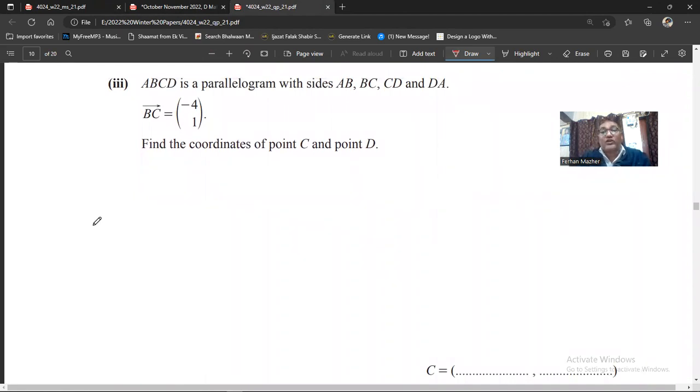ABCD is a parallelogram, with the sides AB, BC, CD, and DA. BC is (-4, 7). Find the coordinates of the point C and the point D.